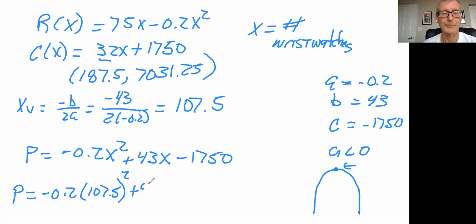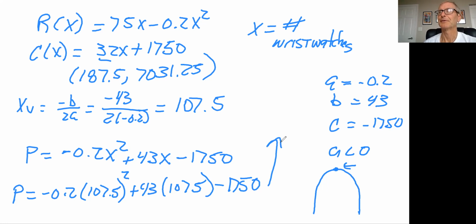Okay, what do we have here? Plus 43, 107.5, minus 17.5. I did that calculation already. Then you would see that it's a measly $561.20. And you do want to realize that your maximum revenue and your maximum profit would definitely be different, because you're not taking into account any of the cost aspect when you're talking about revenue. And so that would be the maximum profit.